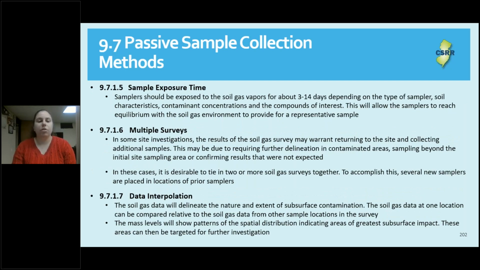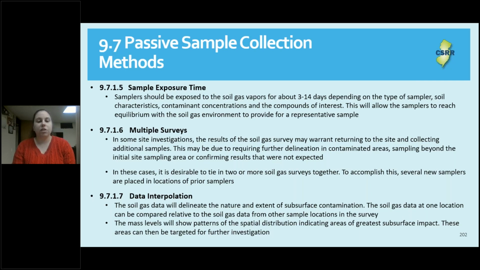Sample exposure time. 3 to 14 days is the recommended exposure time for these types of samplers. Again, we have found that the medium range of 5 to 7 days does tend to be the best, as they're not overexposed or underexposed to any conditions on site. Multiple surveys. The use of multiple surveys may be necessary. In some cases, you may find contamination coming from another location, or missing samplers that were lost in the field could mean missing data points and may require a second survey for you to fill in those gaps.